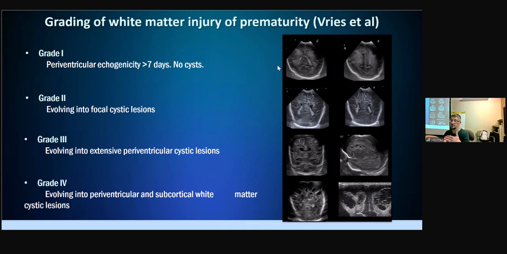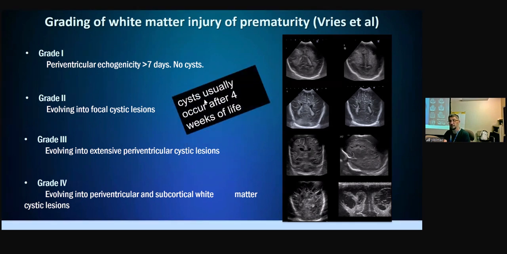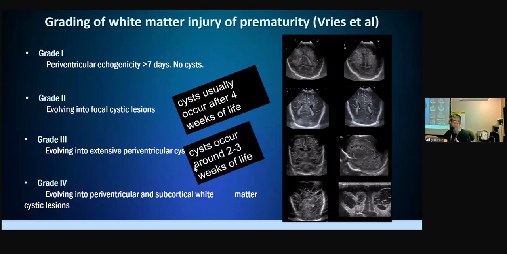So the prognosis is based on these grades. This is the worst prognosis. This is the best prognosis. And it also gives you an idea regarding the occurrence of the cysts. When it's grade 2, cysts usually occur after 4 weeks of life. If it's grade 3, the cysts occur earlier, around 2 to 3 weeks of life.